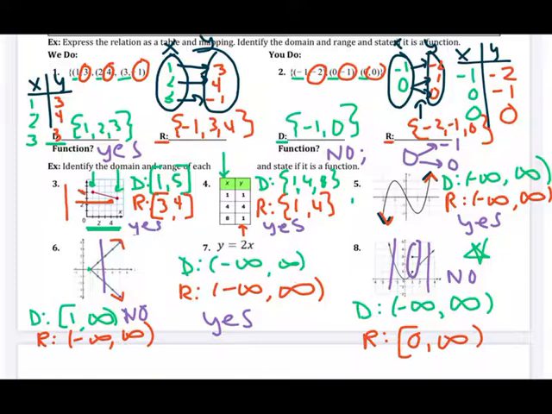The domain are all of the x values, and if that's a continuous function, not just a list of numbers, then that's going to be represented using interval notation. If that is a list of numbers, a discrete function or a discrete relationship that we're looking at, you're going to represent it using set notation.